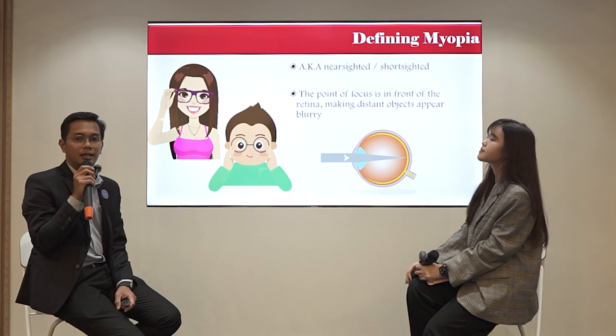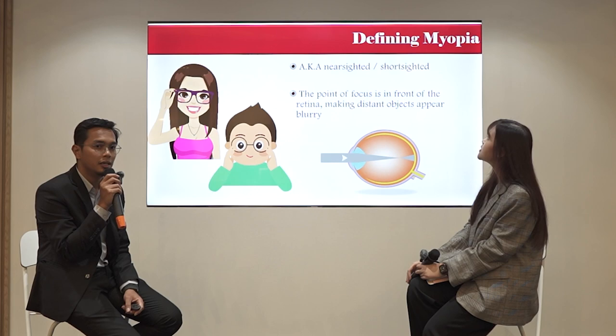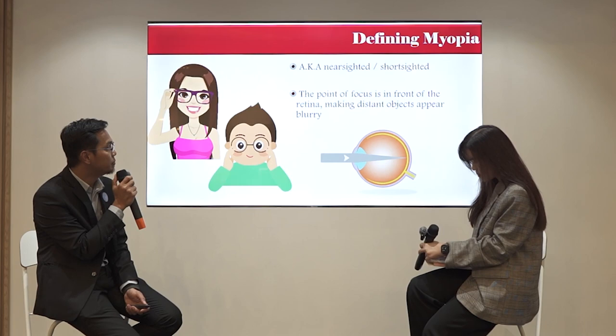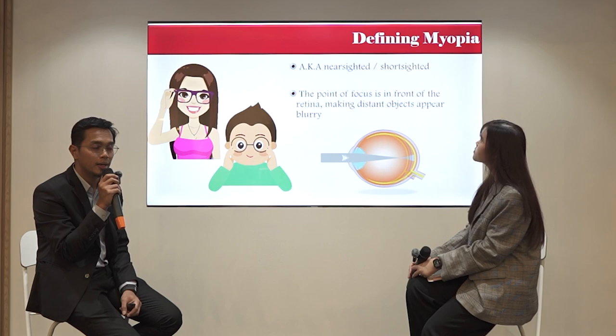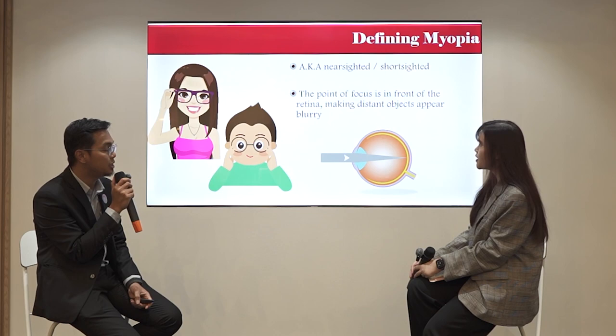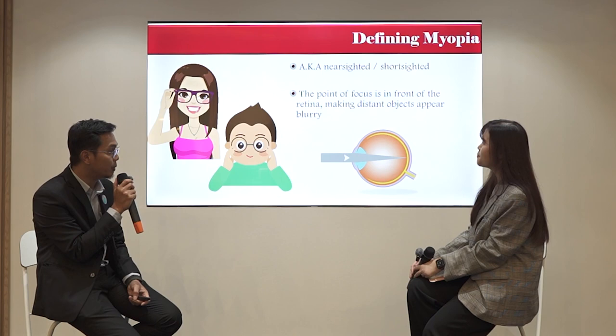Okay. Myopia is also known as nearsightedness or short-sightedness. In Bahasa they call it rabun jauh. Nearsightedness, because you can only see near. Why does that happen? Because the point of focus is in front of the retina, making distant objects appear blurry. So there are two reasons why you get myopia. The first reason is because your eyeball is longer. You can see the image below. When your eyeball is longer, the image is focused in front of the retina, which is the area where the image should be focused properly, or clearly.